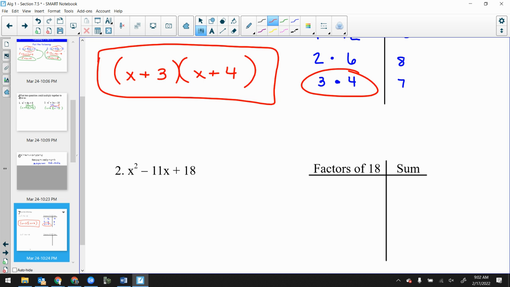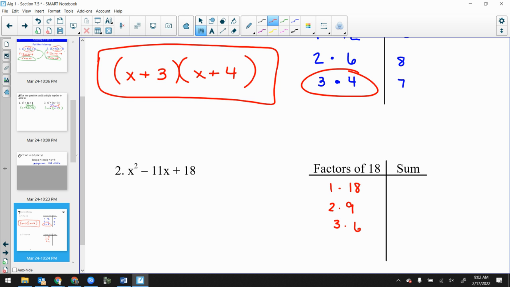Let's take a look at the next one. Notice how I get to factors of 18. So you're going to need to be good with your math facts. You should be able to produce the factors of 18 pretty easily. They are 1 times 18, 2 times 9, 3 times 6. And then in the end, it would wrap around again. 6 times 3, 9 times 2, 18 times 1. Now, what am I looking to add together to get?